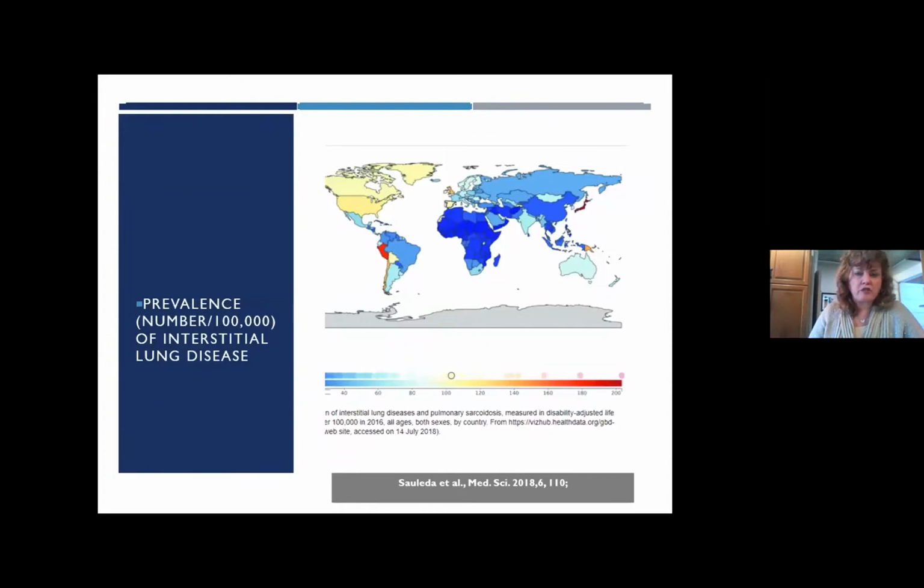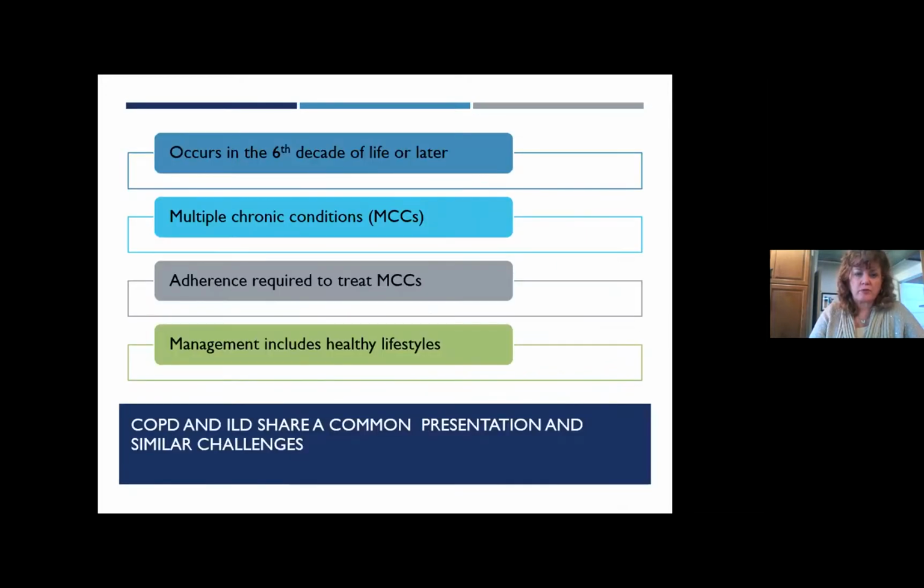Again, prevalence is not clearly known, but in the United States, there is an estimate of a rate of about 100 cases per 100,000 that are specific to this interstitial lung disease group.